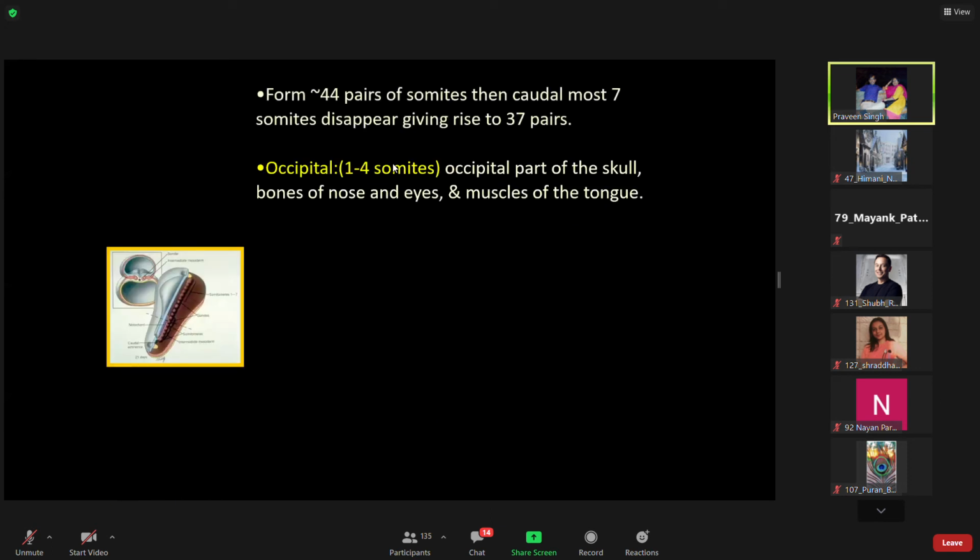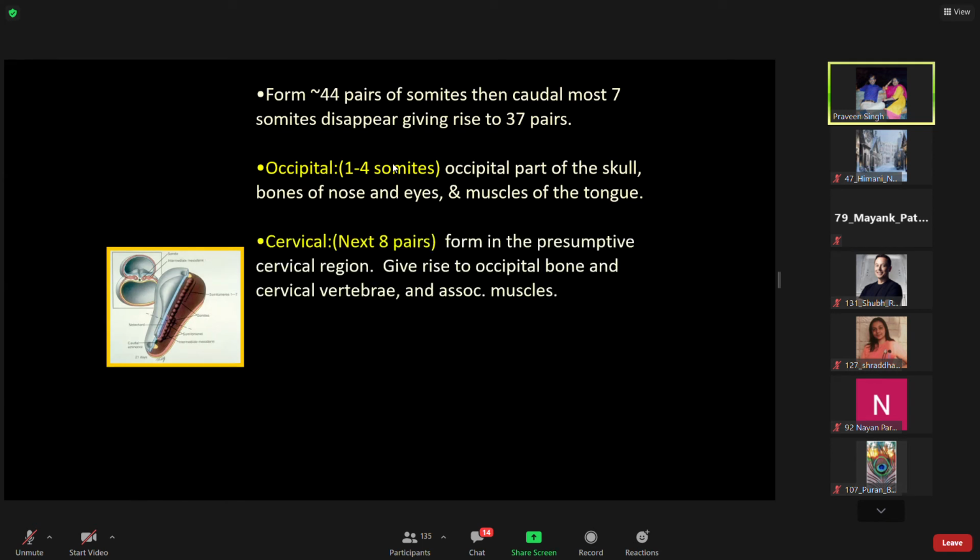So here, if you see the somites, 44 pairs are formed. Then the caudal most 7 disappear. So ultimately, जो बचते हैं वो 37 हैं. 1 to 4 are occipital. They form occipital part of the skull, bones of the nose and muscle of the tongue, bones of nose and eyes.